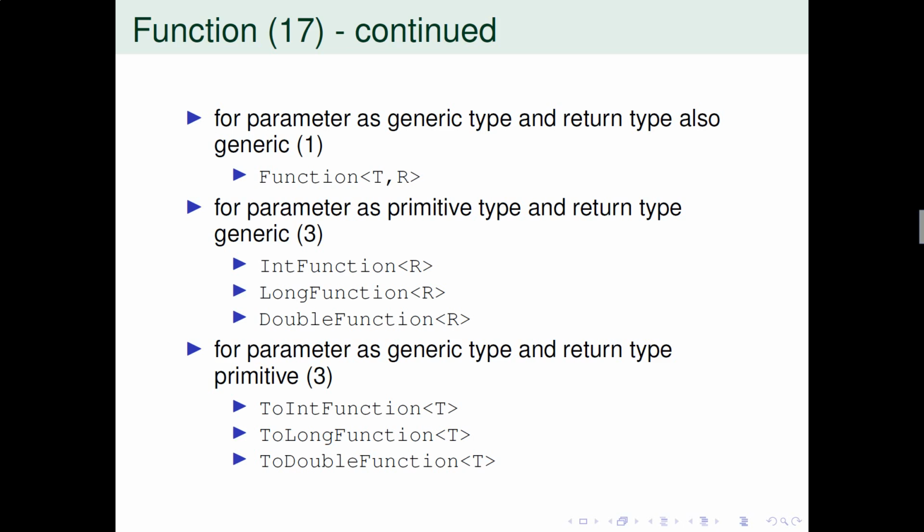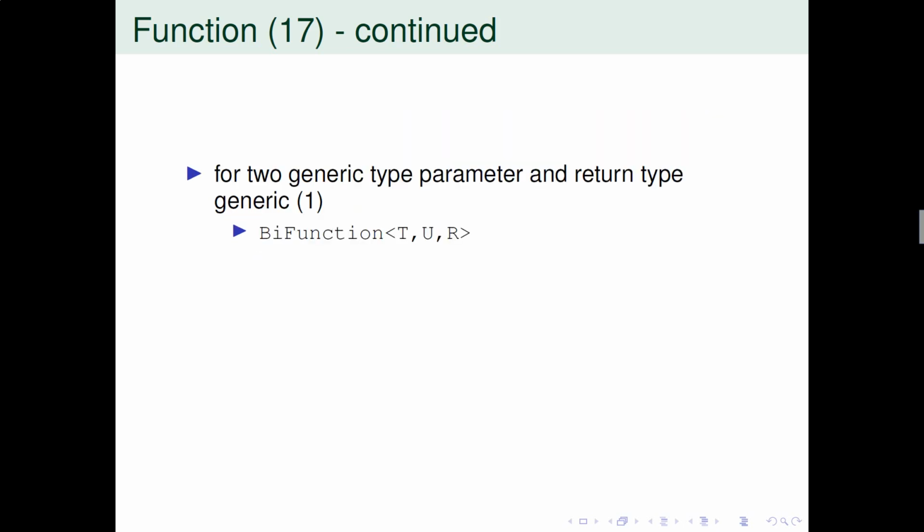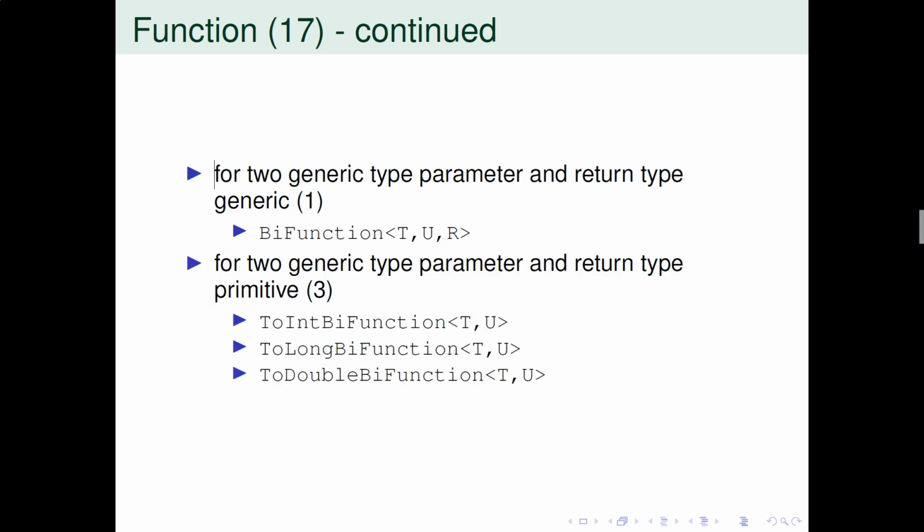And I've just listed these interface names here. And then for now we'll have two generic parameters and generic return type. So we have now two inputs. When it says BiFunction, method name is apply, but input is T and U, return type is R. And then for two generic inputs and primitive return type. So that way we got 17 of them, plus 17 in the function category. So this is 17 plus the earlier 5 plus 5 plus 8. So that way this is 35 already.